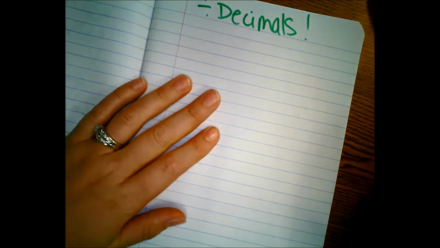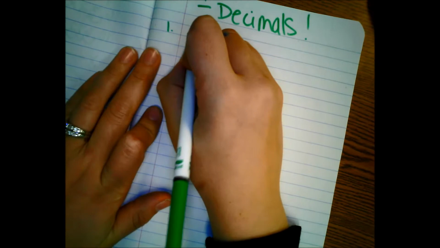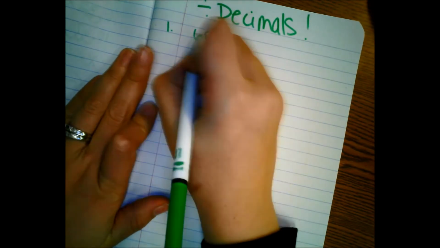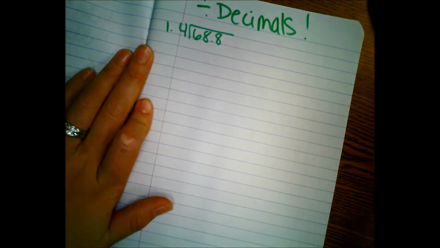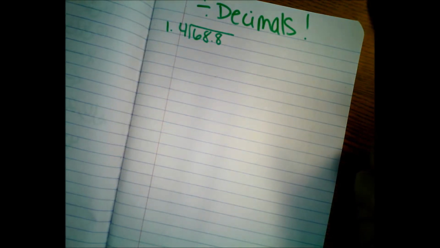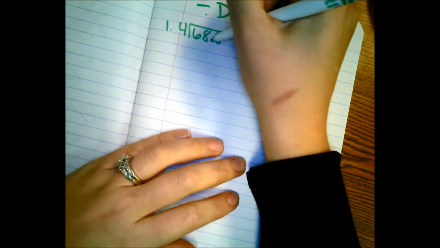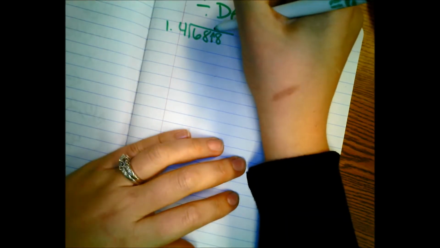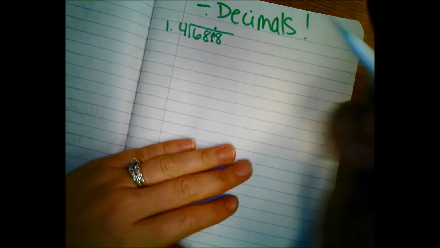Okay. So the first one I'll show you is dividing a decimal by a whole number. So we've got 68 and 8/10 divided by 4. If you remember, the first thing we do when we have a decimal in the dividend is bring that decimal straight up on top of our little house. And then we divide as normal.